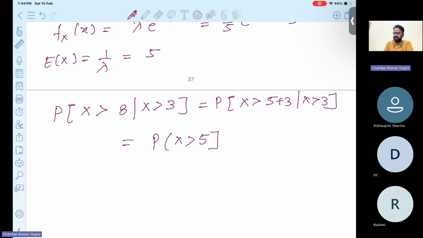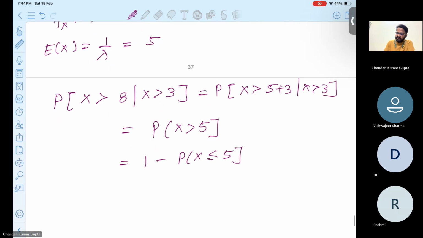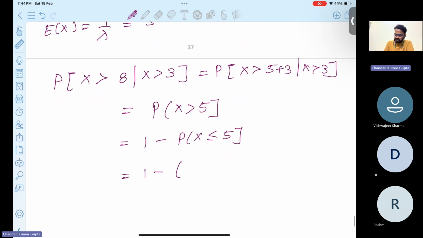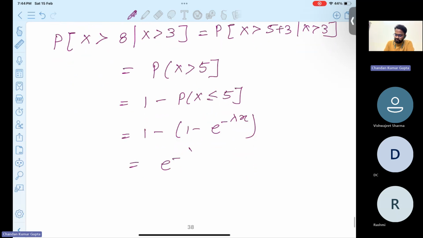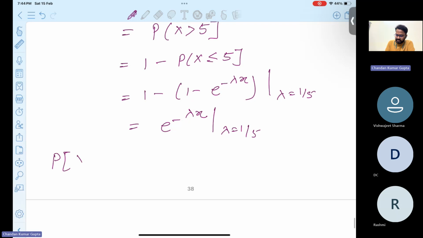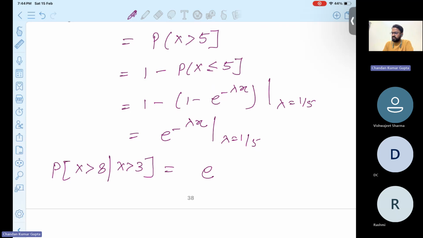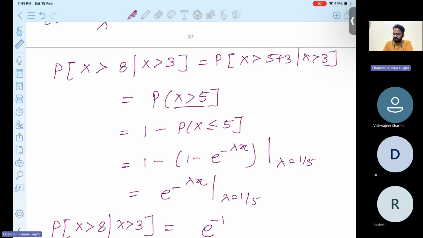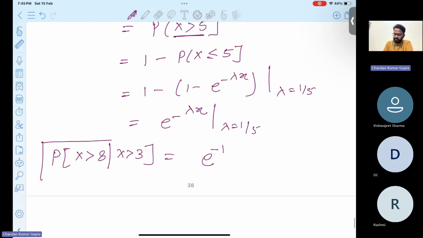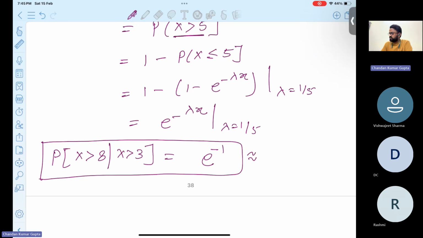So the probability that x is greater than 5 is again the reliability function, or we can write 1 minus the probability that x is less than or equal to 5. And the CDF of this exponential distribution is 1 minus e to the power minus lambda x. So this comes out to be e to the power minus lambda x at lambda equal to 1 by 5. So the probability that x is greater than 8 given x is greater than 3 is nothing but e to the power minus lambda x, with lambda equal to 1 by 5 and x equal to 5, which gives minus 1 after solving. So after calculating, we found e to the power minus 1, whose approximate value is 0.3679.